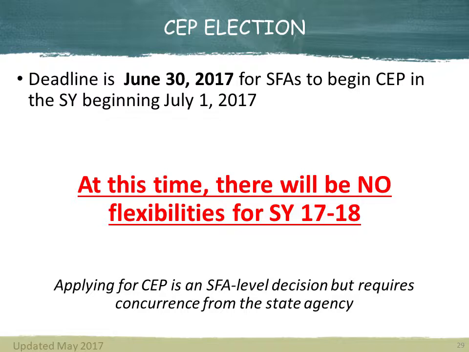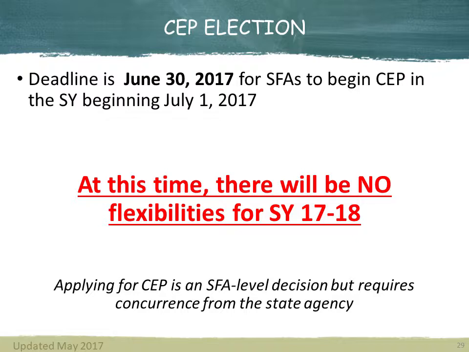Okay, so the deadline for CEP election is June 30th for systems that are planning to elect CEP beginning in school year 17-18, which is July 1. At this time, there will be no flexibility for that start date. So up to this point, the first year they gave a flexibility, it was June 30th to August 31st for CEP election. And then after that date, if you call the state office, we can approve you to start at any point in the school year.